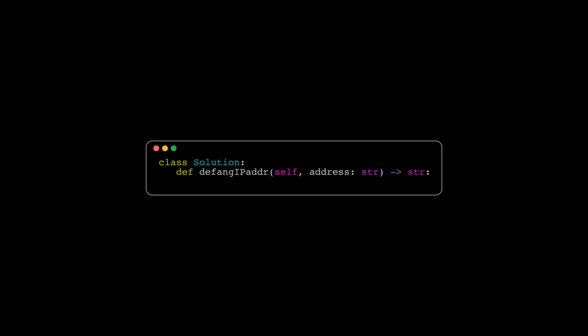Our first solution is a one-liner. We simply return the string after we call the dot replace method on it, replacing the dot with the bracket dot.